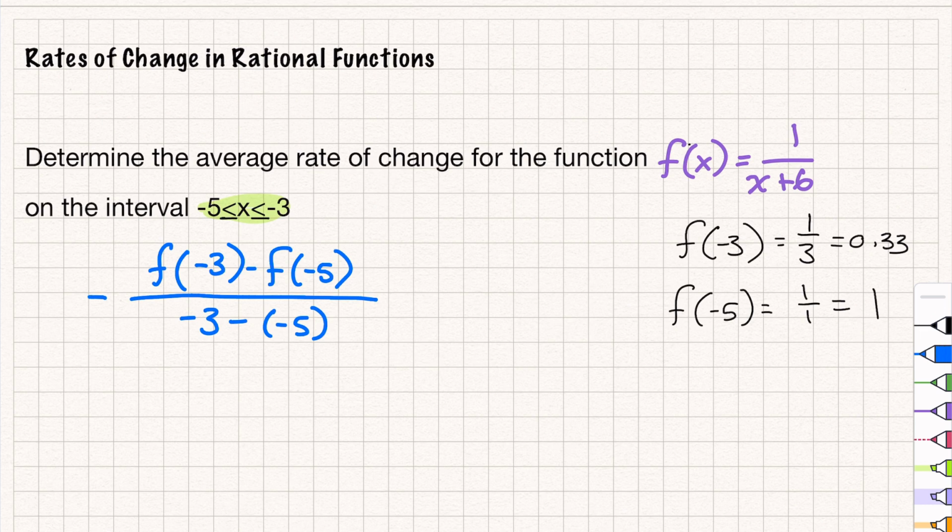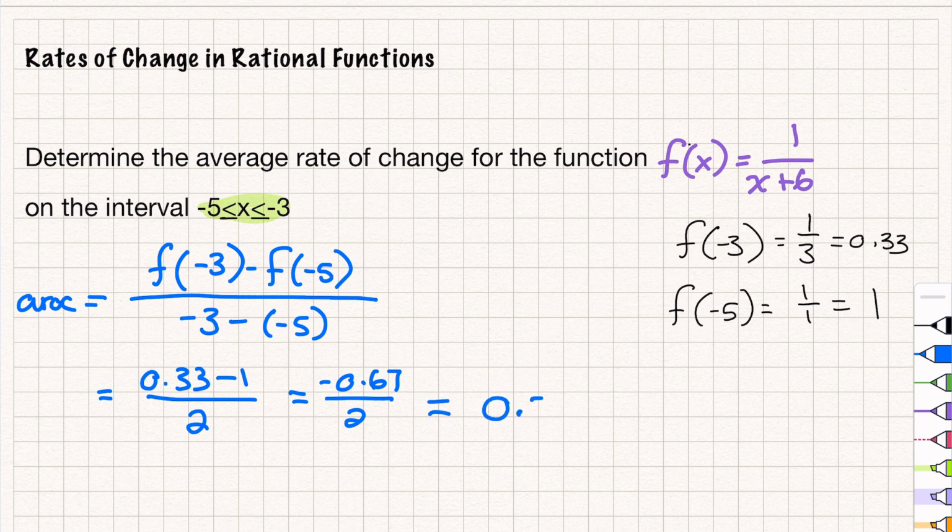So now we have 0.33 minus 1 over 2, which gives us 0.67 over 2 negative. In other words, -0.34 is our average rate of change.